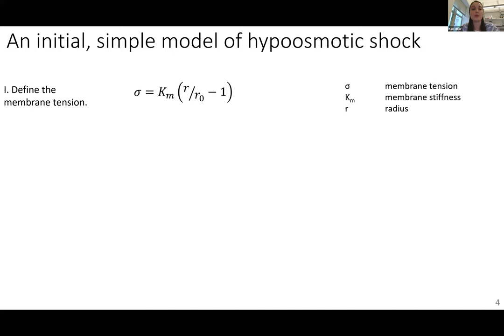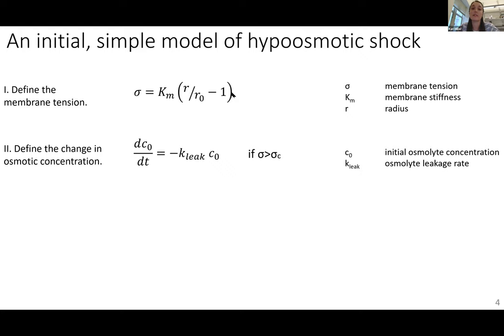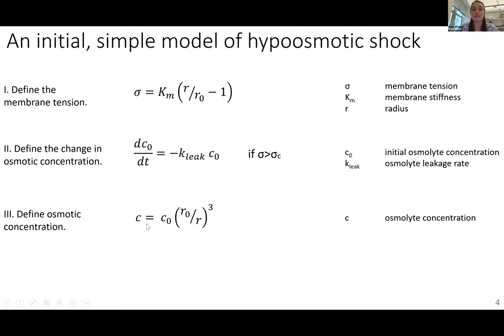And once we know the membrane tension, now we can determine whether or not our MSL8 channels are open in the model. So if sigma is larger than the opening tension, sigma C, then we know that the osmotic concentration is being changed by MSL8 channels. So that's this K leak value, the osmotic leakage rate. We just multiply that negative by C0, the initial osmolyte concentration. Once we know whether or not the osmotic concentration is changing, now we can define the osmotic concentration itself. So that's just the C value taken in proportion of the cell size.